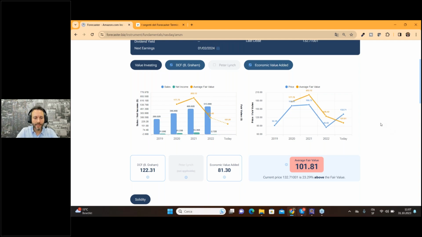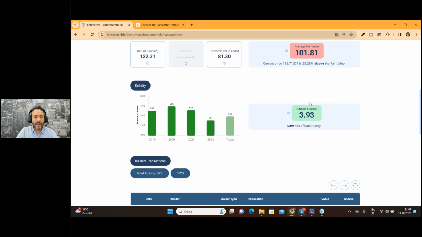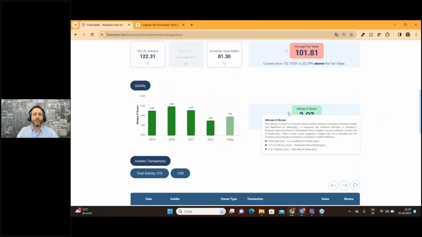Very important, not only to see if it is overvalued, but also to see the health of the company. And for that, we use the Z-score, which is a parameter invented by this Harvard professor Altman, which in a very intuitive way returns us a number that is the result of a whole series of calculations. If you are interested in the formula, you can find it online very simply. It tells us whether a company is at risk of bankruptcy.